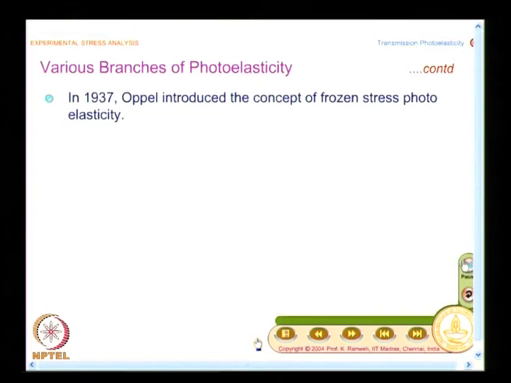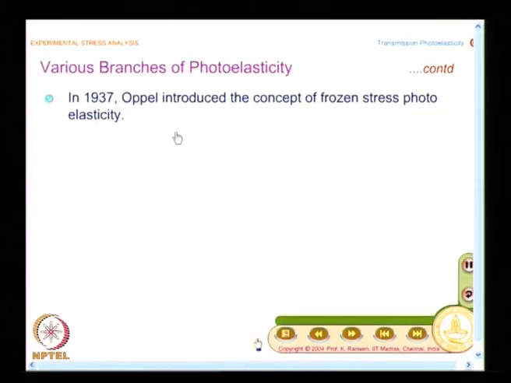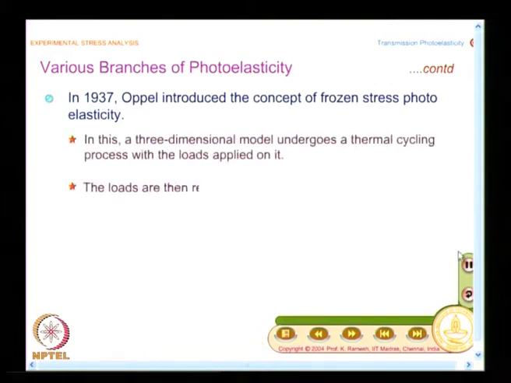And you have another development which is very significant, introduced in 1937 by Opel in Germany. What he introduced was the concept of frozen stress photoelasticity, and this was definitely a boon. See, many of the three dimensional problems in the 1930s, when they wanted to establish design practices, needed the stresses developed in three dimensional components, and the concept of frozen stress photoelasticity has helped in analyzing models.